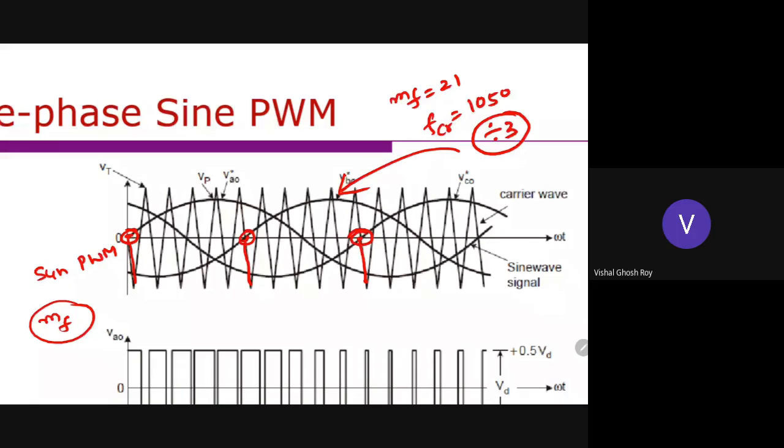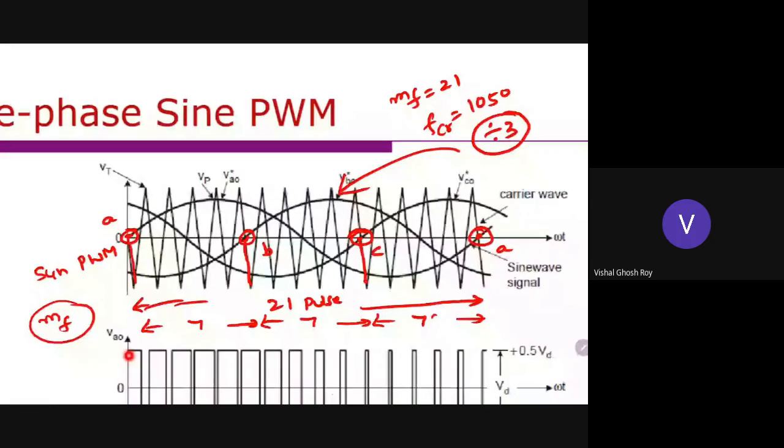So from here to here it is a full cycle, and you have these 21 pulses. Again you have the A phase starting here. This is A phase, this is B phase, this is C phase, and this is A phase again. In this entire thing you have 21 pulses. From here to here you have 7 pulses, and from here to here you have 7 carriers. So that's why it is synchronous.